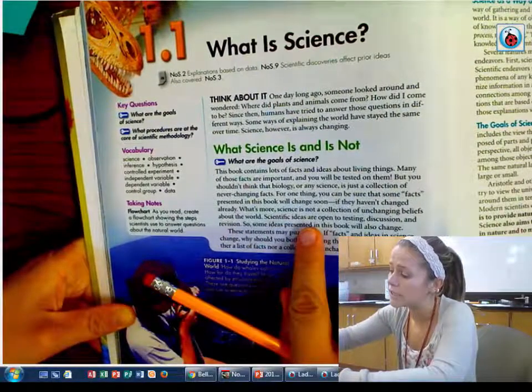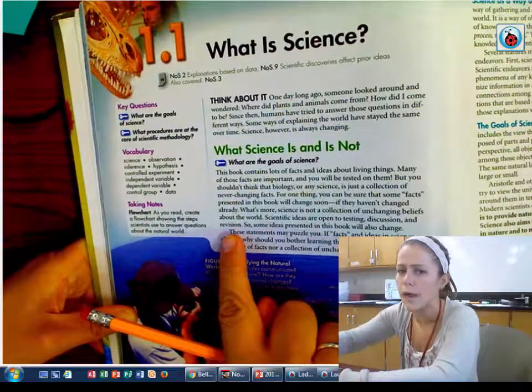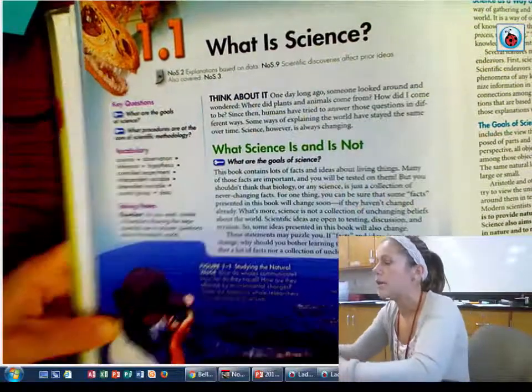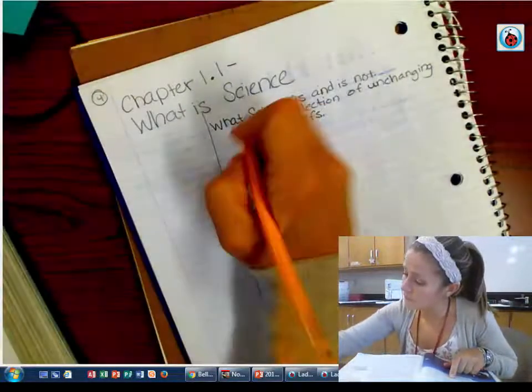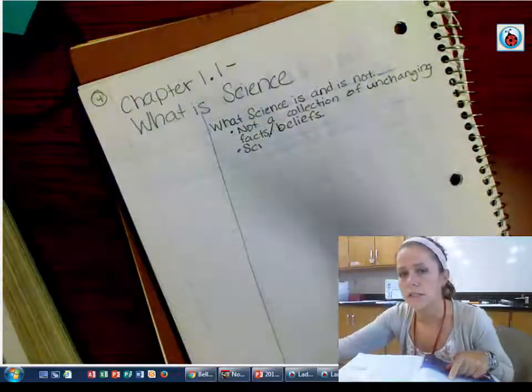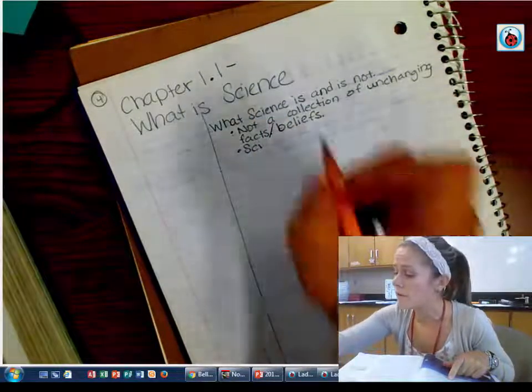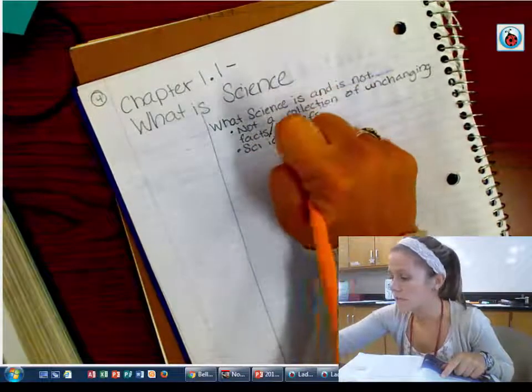So scientific ideas are open to testing, discussion, and revision. That kind of answers the question about what science is, so we can write that down. So scientific ideas, I'm just going to write sci for science because it's our notes. It's supposed to be shorthand. Ideas are open to testing.